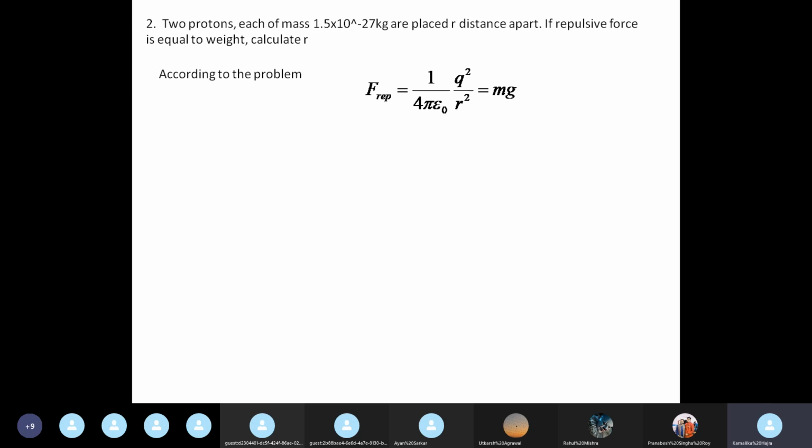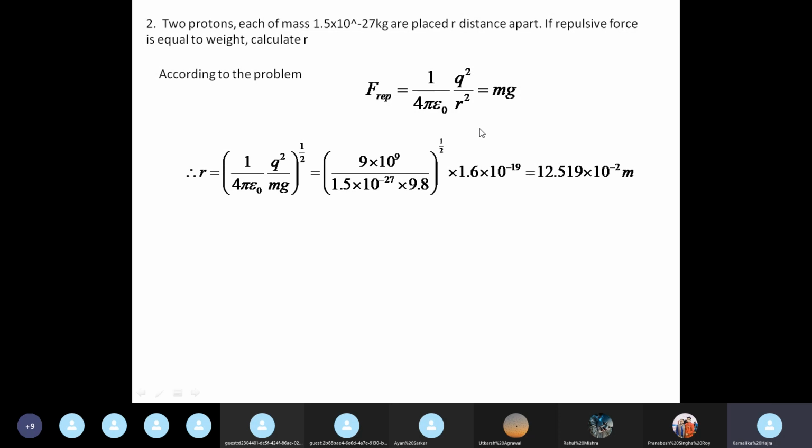So according to the problem, what is the repulsive force between the two protons? Both are protons, so same charge. So Q squared by 4 pi epsilon naught r square. And they say that the repulsive force is equal to the weight. Weight is mg, where m is the mass of the proton. Alright. So r will be given by 1 by 4 pi epsilon naught q square by mg, whole to the power half. That is the value of r that you get from this expression.